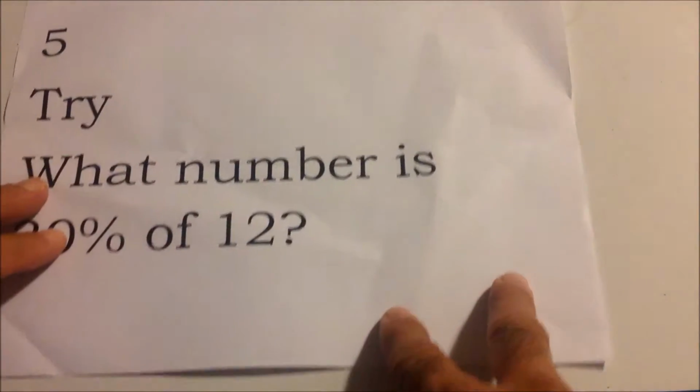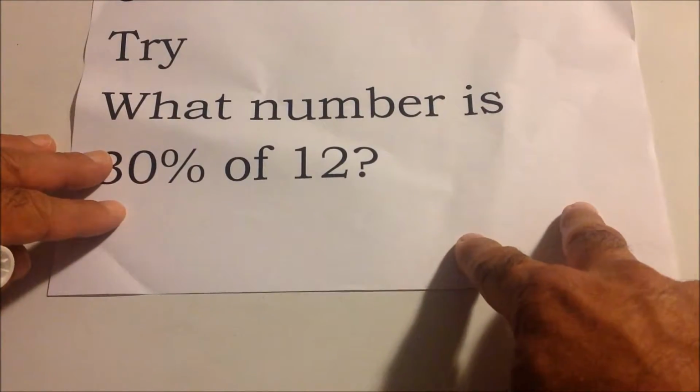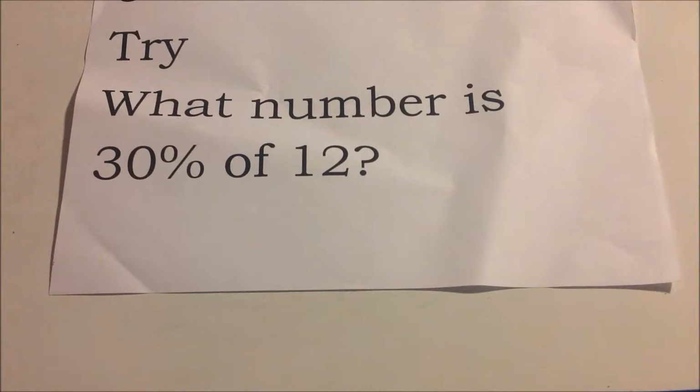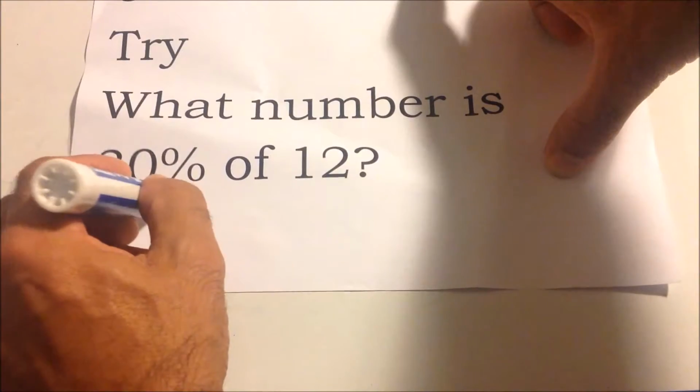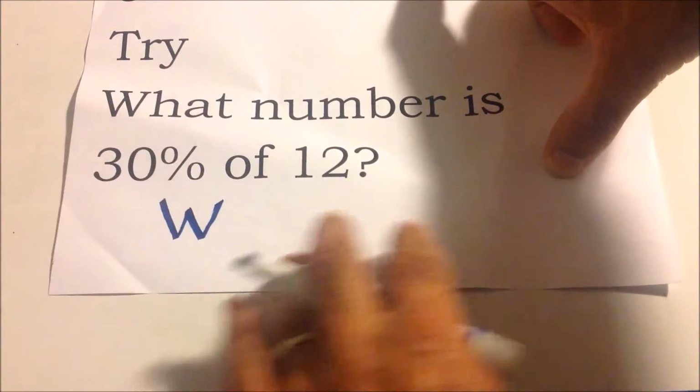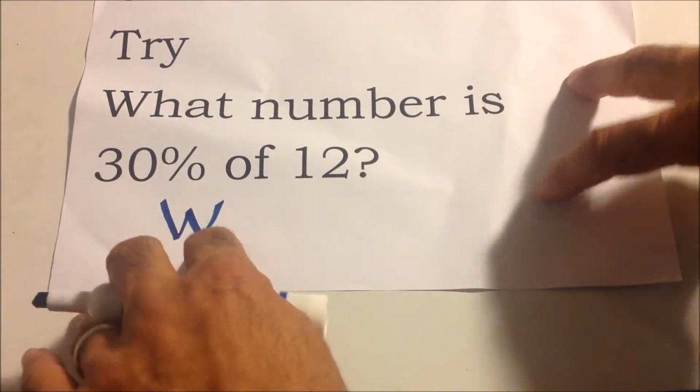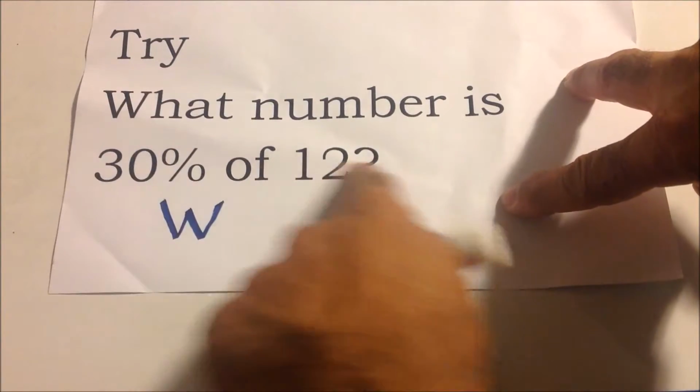Okay, so we gotta try this. What number is 30% of 12? First, show me how you can translate this. So, what number? We don't know the number. What number? We're going to put a W, or whatever letter you want. You want to put an X? You want to put an N? Some people put N's. So what number is W?